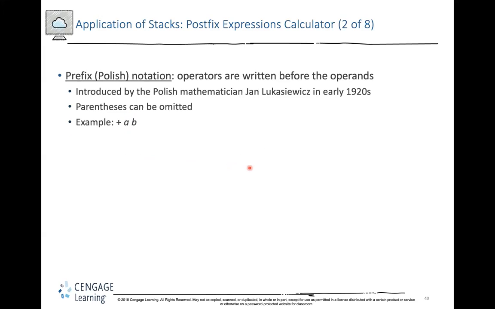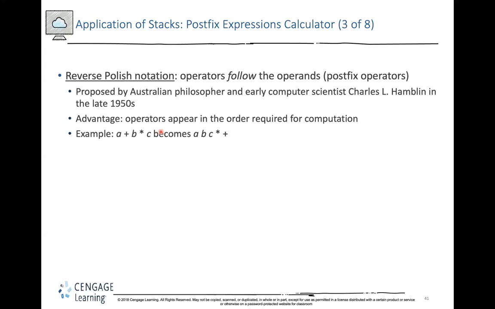Then we also have the prefix notation, also called Polish notation. With that notation, you have the operator before the operands. When you do it this way, you don't have to have parentheses. Now, the case we're looking at is the reverse Polish notation, also called postfix notation. In this case, the operators follow the operands. The advantage of this is that operators appear in the order required for computation.